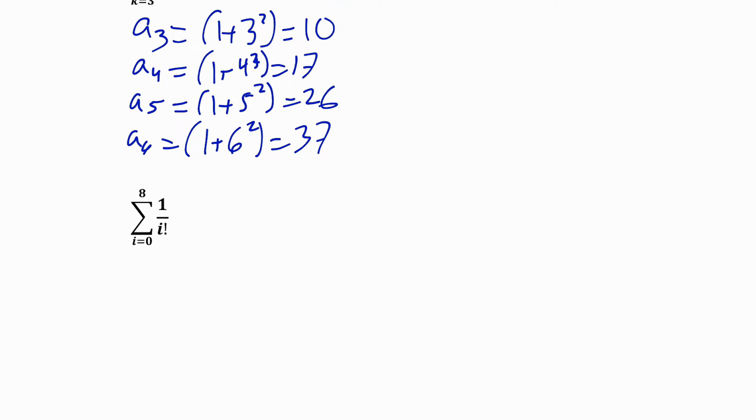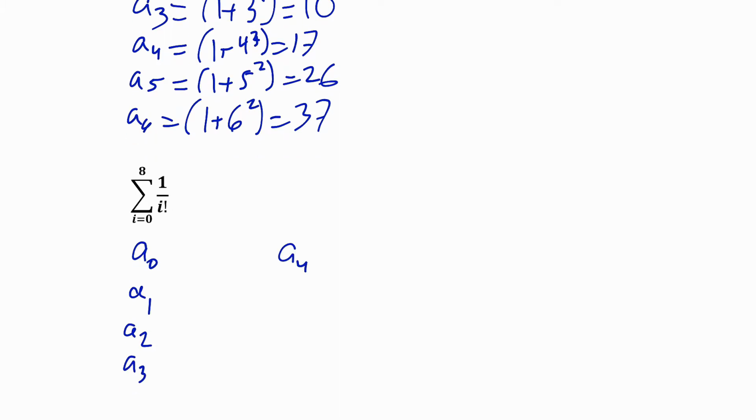Bottom one here, we're starting at i equals 0 and going all the way up to 8, and we're going to find each term by plugging them into this. So we're going to do a sub 0, a sub 1, a sub 2, a sub 3, a sub 4, a sub 5, a sub 6, a sub 7, and I'll do a sub 8 over here.